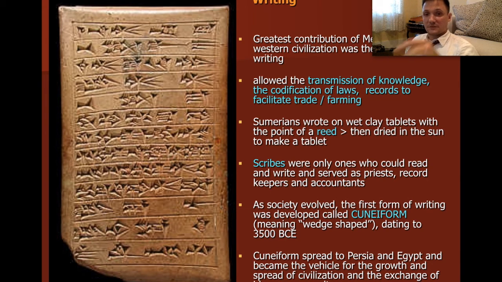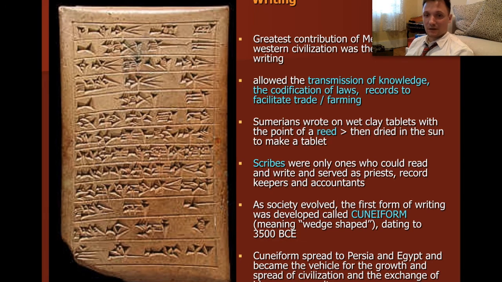So Sumerians wrote on clay tablets, as you can see to your left here. They used the point of a reed as a stylus. Then they dried the tablet in the sun. Scribes were the only ones who could read and write, and they served as priests, record keepers, accountants, things like that. One of their particular jobs was to keep track of farm goods, of how many bales of hay, or not hay, they didn't have that, but you understand what I'm saying. Grain, particularly, recording grain surpluses.